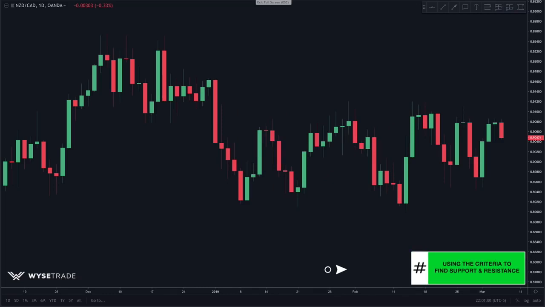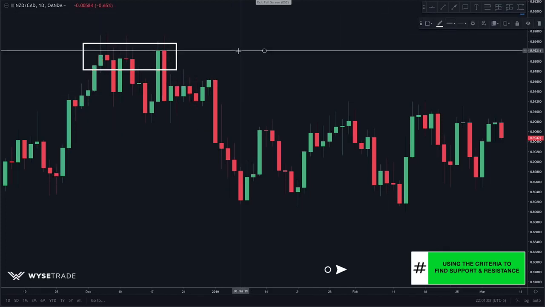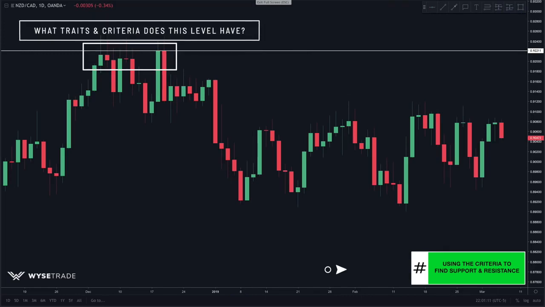Now, starting from the very top, we spot this level at the very top where price came up, hit and reversed from, so we draw it in. So what criteria does this level have that we previously listed that makes this a good level? Let's break it down.